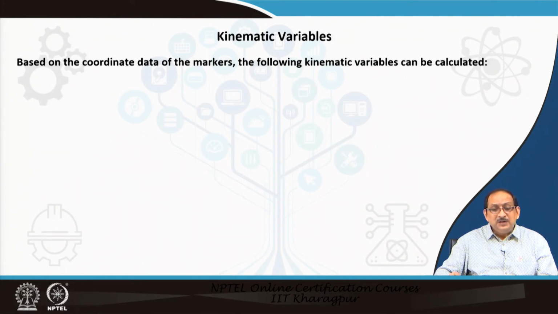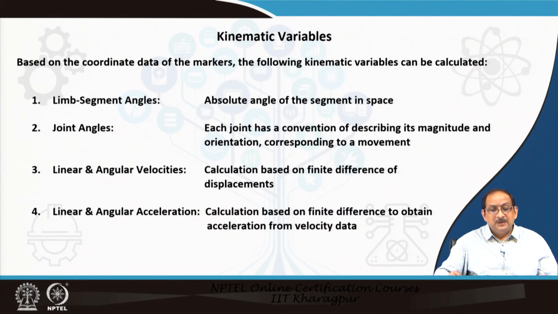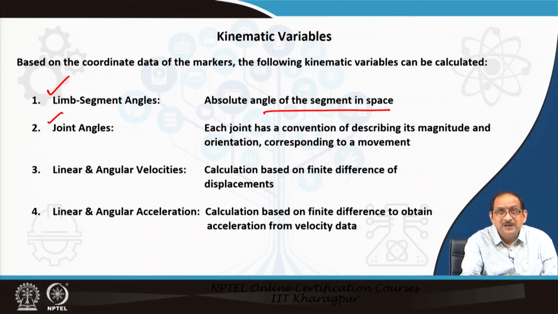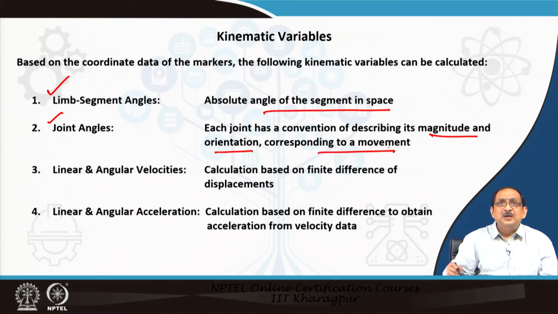Now, based on the coordinate data of the markers as obtained from a gait analysis system, the following kinematic variables can be calculated. The link segment angle is the absolute angle of the segment in space. The joint angles, so each joint has a convention of describing its magnitude and orientation corresponding to a movement. For example, if we extend the knee fully, the flexion angle or the joint angle is considered to be 0° flexion.